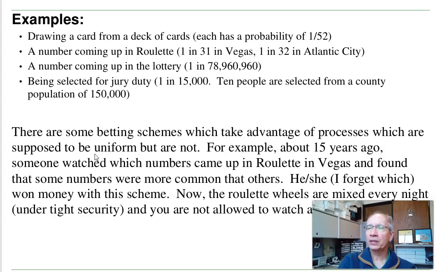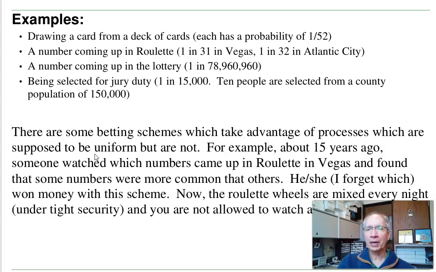Now, those are kind of ideal situations. In practice, sometimes things that are supposed to be uniform are not. For example, about 15 years ago, there was a case in Las Vegas. Somebody was winning in roulette. So roulette, they've got this wheel with 31 numbers on it. They spin a marble, the marble lands on a spot. All numbers should be equally likely.